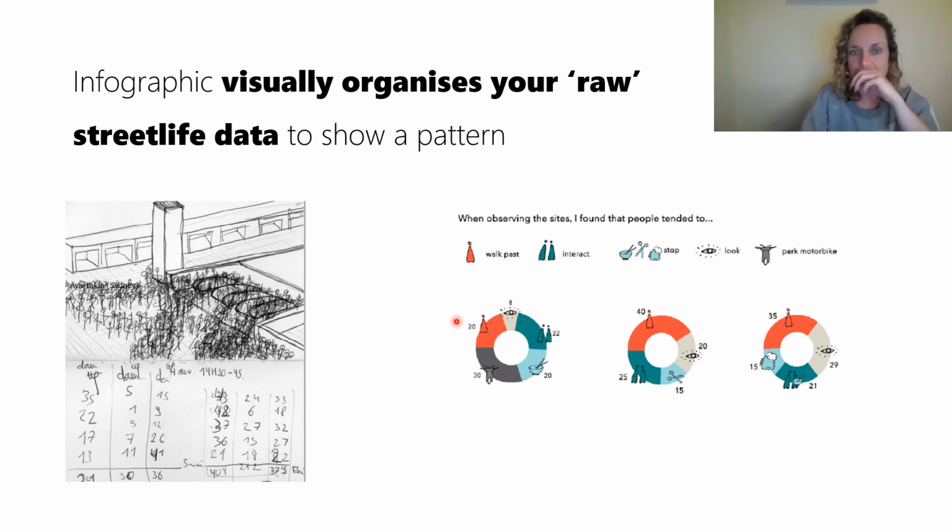So you can see here that some raw data has been, the sketches have been scanned in, titles have been added, so what do people do on a particular site, colour has been used, and kind of a pie graph has been used to show the 3 sites and the different types of activities that occur on those 3 sites, with numerical data supporting.